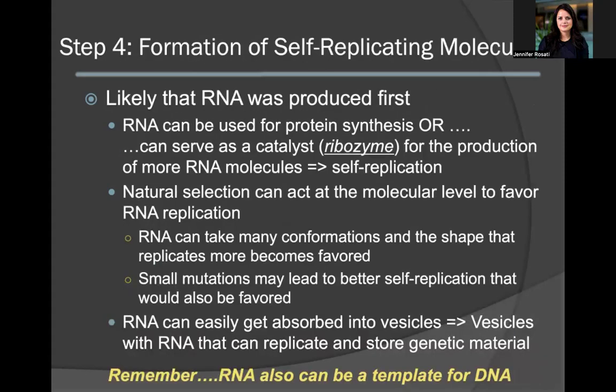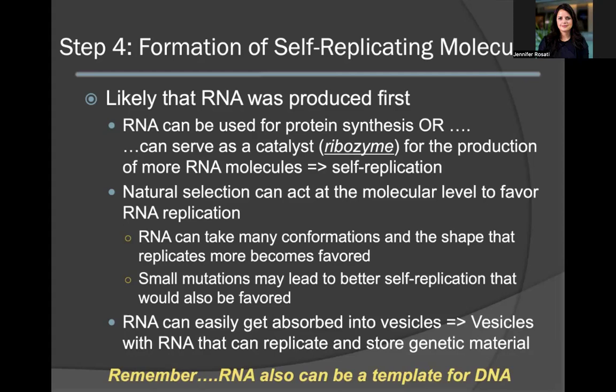When considering the complexity of RNA and DNA, it is likely that RNA was the first nucleic acid to be produced. This is because RNA can be used for protein synthesis, or it can also serve as a catalyst for the production of more RNA molecules, thus acting as a ribosome for cell replication. It is also important to remember that natural selection can also act at the molecular level to favor more RNA replication. RNA itself can take on different conformations that leads to more replicates being produced. In addition, small mutations in RNA could also lead to better self-replication mechanisms. This would also be favored by natural selection.